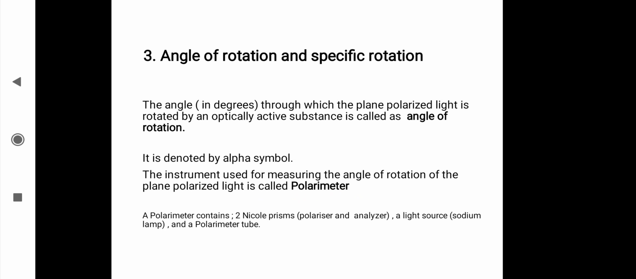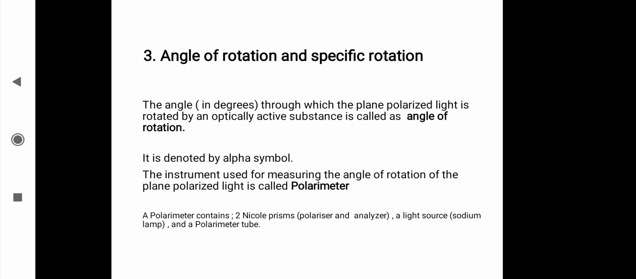Angle of rotation or specific rotation. This is the angle in degrees through which the plane polarized light is rotated by an optically active substance. The degrees should be 360 degrees. So the angle in degrees through which the plane polarized light is rotated by an optically active substance is called angle of rotation, and it is denoted by the alpha symbol. And the instrument used for measuring the angle of rotation of plane polarized light is called a polarimeter.